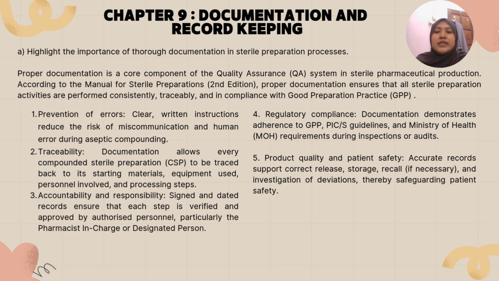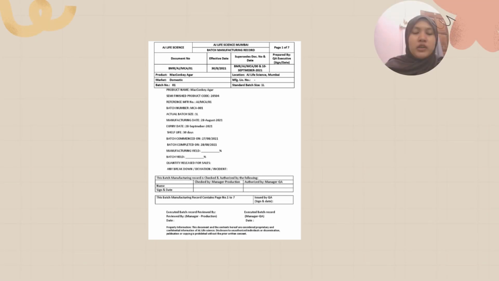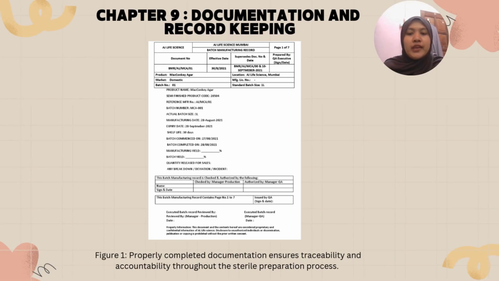Next, regulatory compliance. Documentation demonstrates adherence to GPP, PIC/S guidelines, and Ministry of Health requirements during inspections or audits. Lastly, product quality and patient safety. Accurate records support correct release, storage, and recall if necessary, and also allow investigation of deviations, thereby safeguarding patient safety. This figure shows that properly completed documentation ensures traceability and accountability throughout the sterile preparation process.